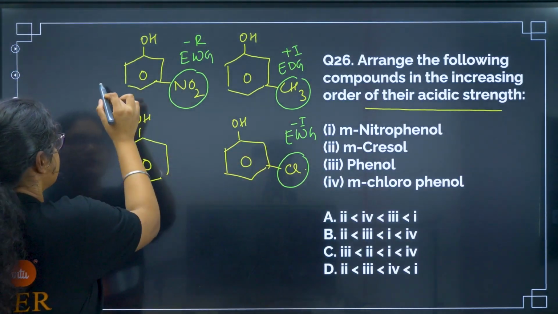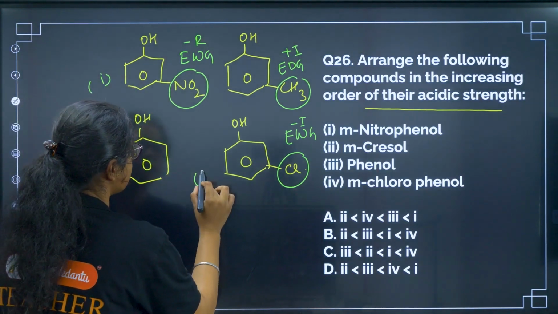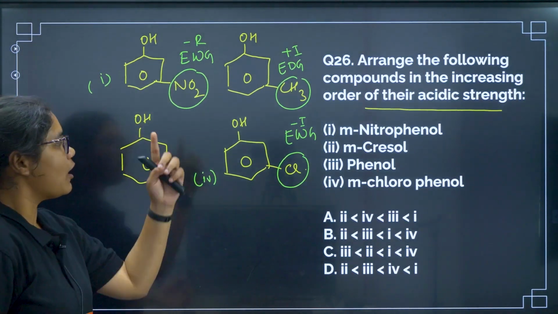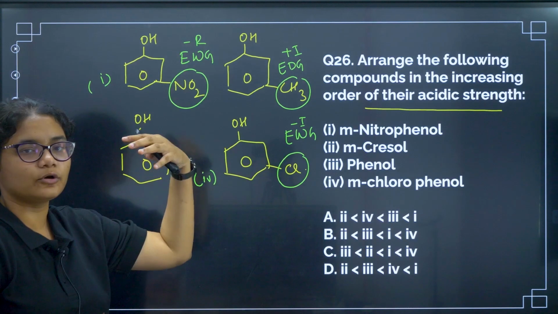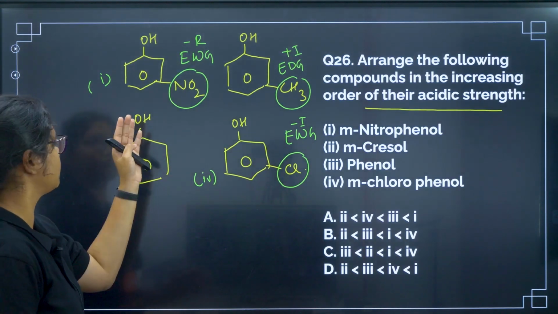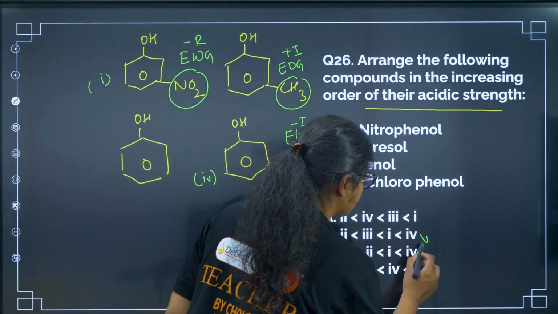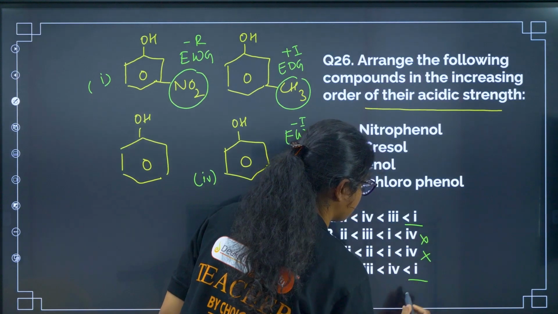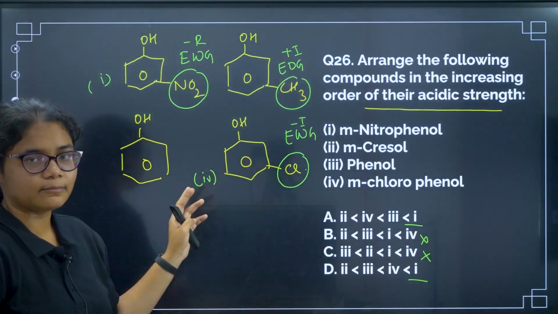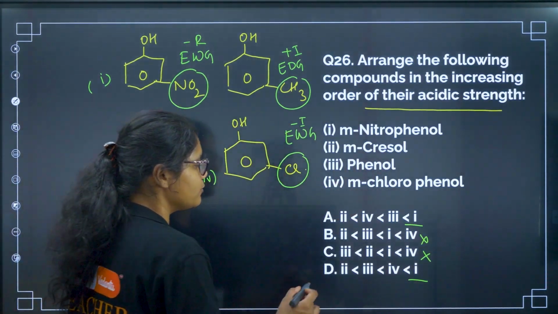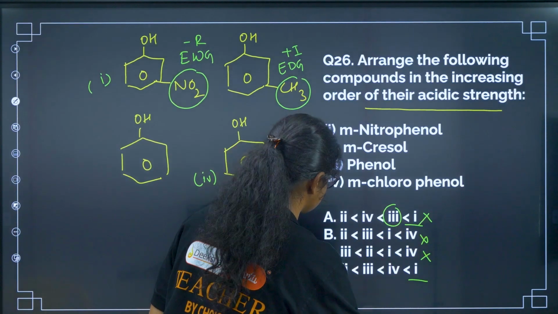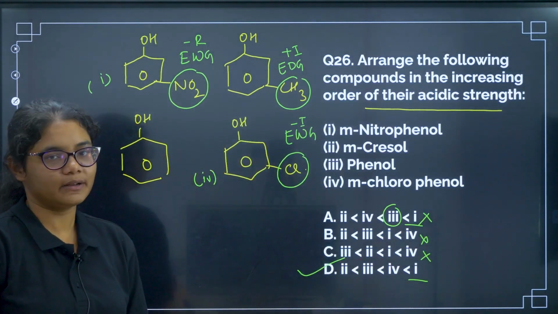So obviously option number 1 and option number 4 will come first. Out of 1 and 4, minus R is more dominant, so 1 will come first. So we can eliminate these two options, this one and this one. Now after 1, 4 has to come because it is also an electron withdrawing group. So 3 is here, so we can eliminate this one. Correct answer will be option number D.